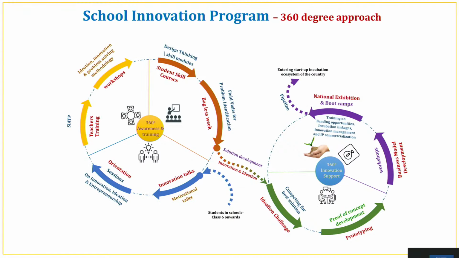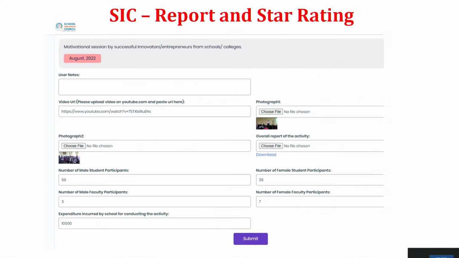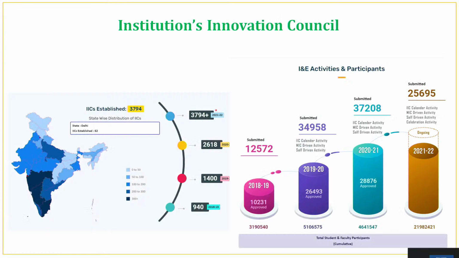So this is the 360 degree way in which we are working to promote innovation at schools. Every time after any activity we conduct, the school takes 10-15 minutes to upload a report with one photograph and video, and how many students and teachers participated. This is our experience in higher education institutions. This is the old data, with students and teachers involved. We have nearly 2 crore plus activities carried out over the past 4 years related to ideation, innovation, entrepreneurship, and startups.